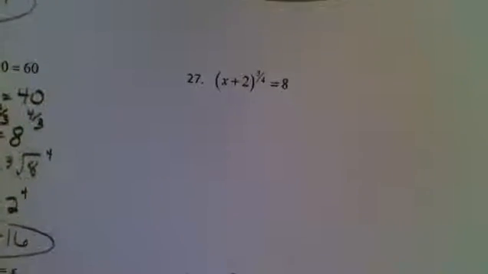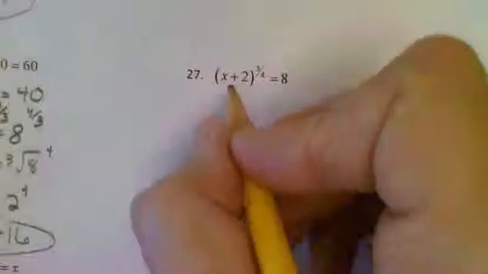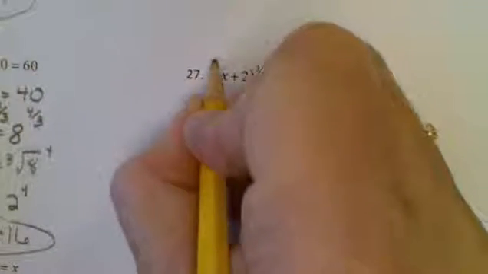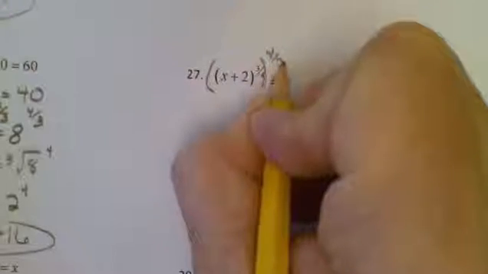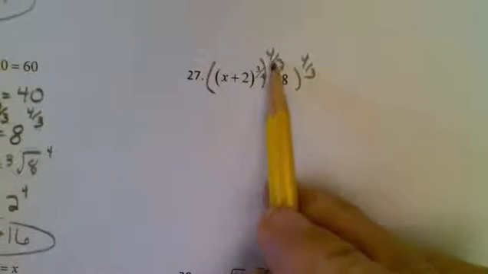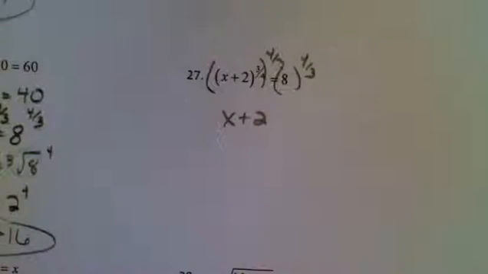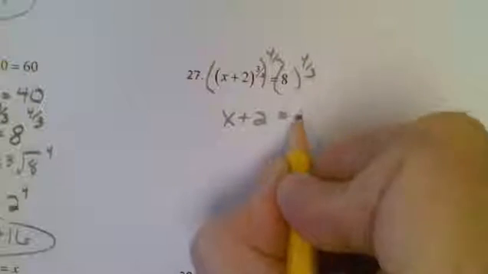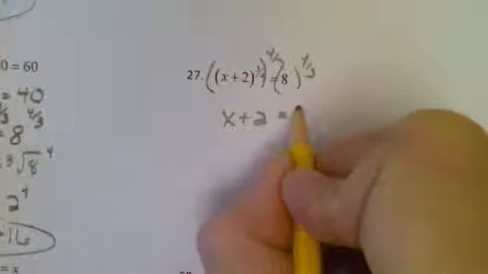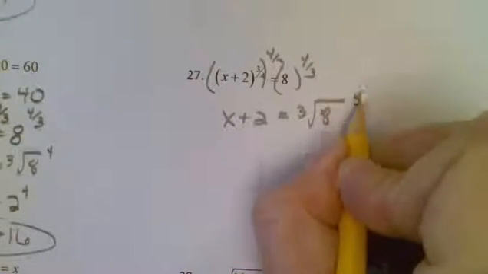Same with 27. If you see x plus 2 to the 3/4, probably easier if you raise this to the 4/3 power. So here we're going to raise it to the 4/3 power. So again, we're raising it to a reciprocal power. So I'm going to be left with x plus 2. On the right side, I have 8 to the 4/3. I'll write that in radical form, cubed root of 8 to the 4th.